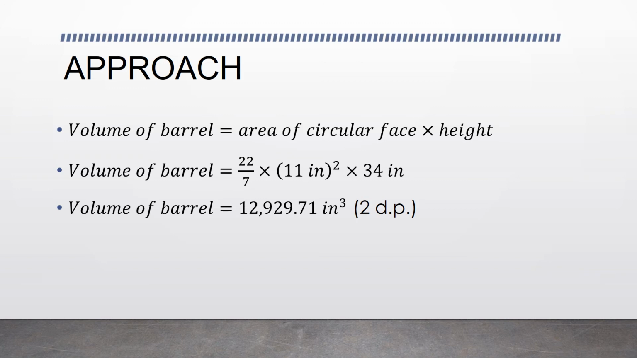Now, in calculating the volume, what we can do is multiply 22 by 11 by 11 by 34, then divide that product by 7. Your answer will be 12,929.71 cubic inches. And that's written to 2 decimal places.